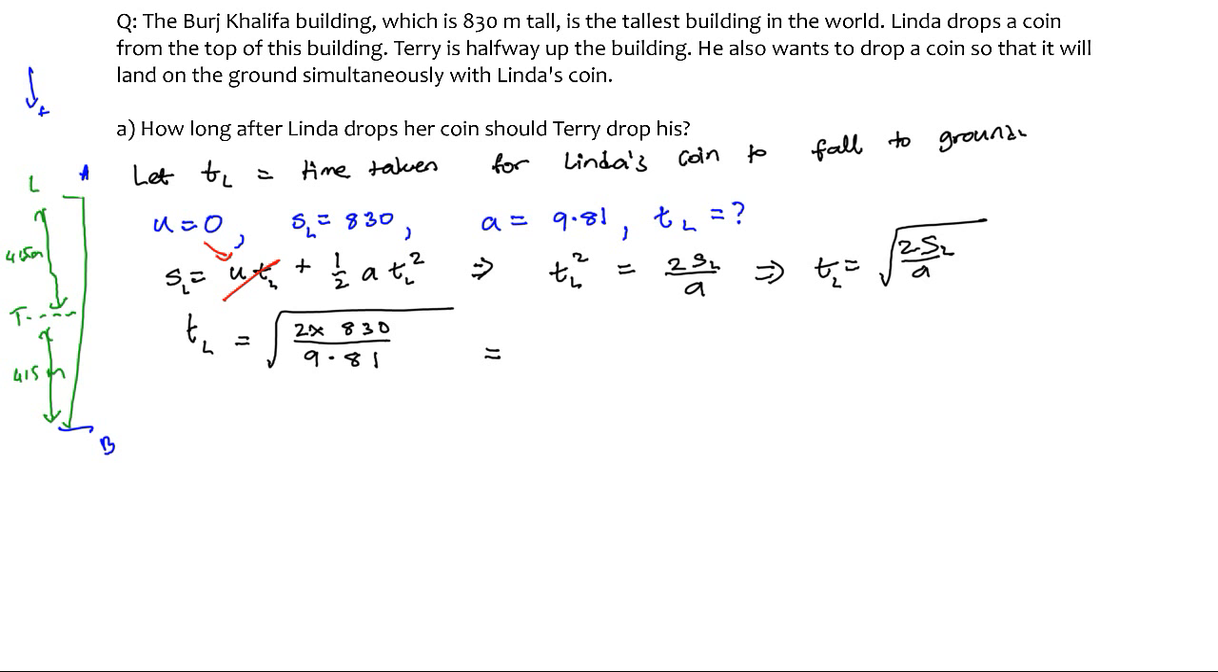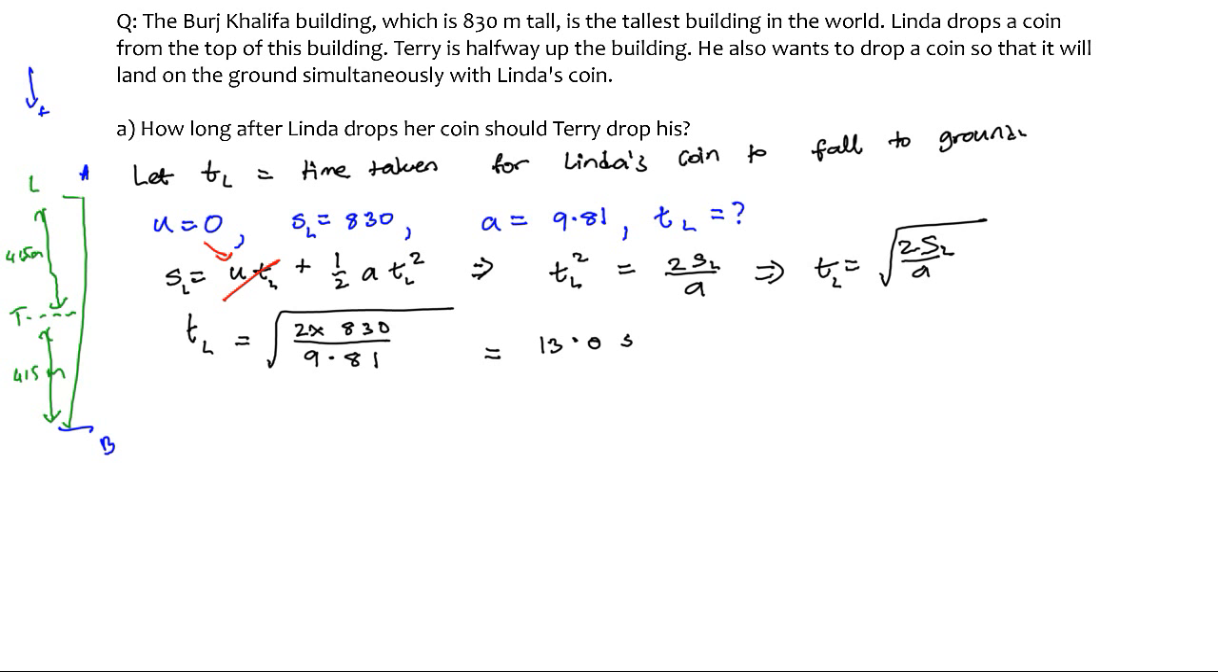So that is 2 times 830 divided by 9.81, square root of that gives me 13. So time is 13 seconds. So it takes 13 seconds for Linda's coin to fall to the ground.